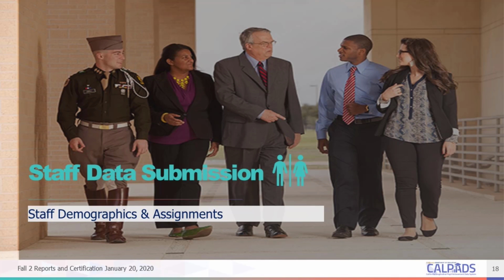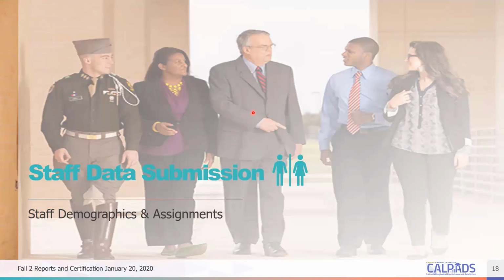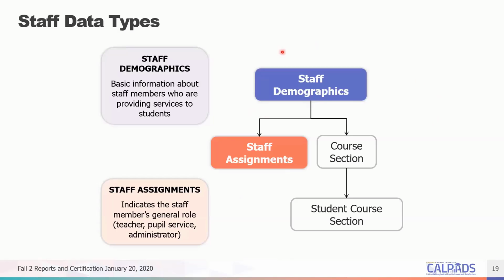Okay, and so let's now move on to the first files that you need to report to CalPADS, which is the staff data submission. The staff data submission comprises two files: your staff demographics and staff assignments. So here is a diagram of the relationship of those files.